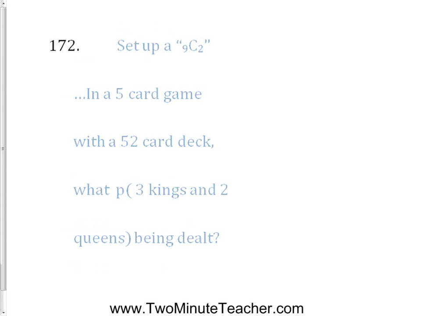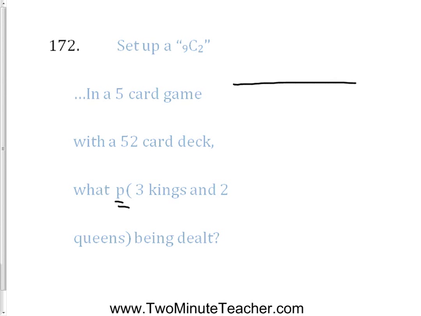All right, moving on. Set up a 9C2 in a 5-card game with a 52-card deck. What's the probability of 3 kings and 2 queens being dealt? All right. So first of all, it's not being dealt ever, because that would be different. But if I'm just dealing out one hand, what's the probability I'm going to get 3 kings and 2 queens? All right. Well, the way you figure this out is it's a probability question.